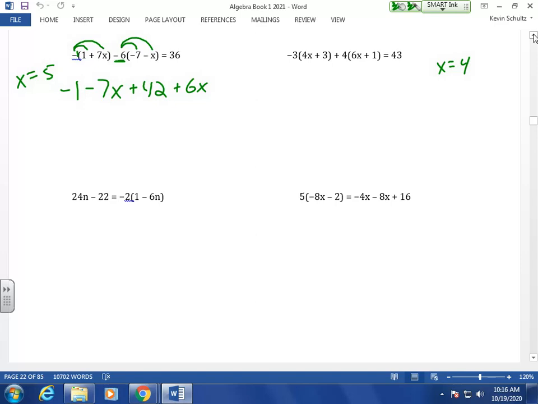You've got a negative 1 times 1, which is where this negative 1 comes from. Negative 1 times 7x, which is negative 7x. Negative 6 times negative 7, positive 42. Negative 6 times negative x, positive 6x. And all of that equals 36, because we didn't do anything to the right side yet. Any questions on that part of it?